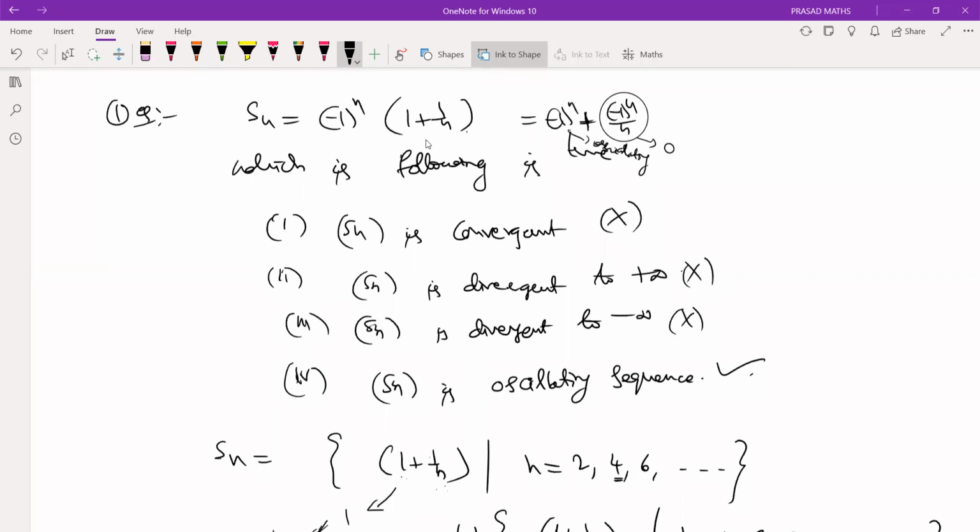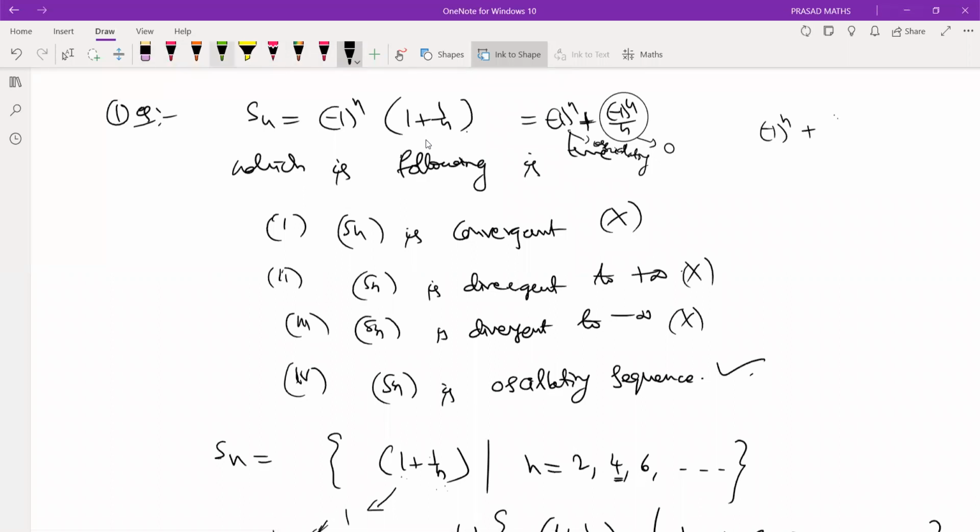Would we say the sum like that? I don't think so. Suppose you take (-1) whole power n. You can take 0. Are the properties like that? The thing is, oscillating one is convergent. Oscillating is convergent, clearly.